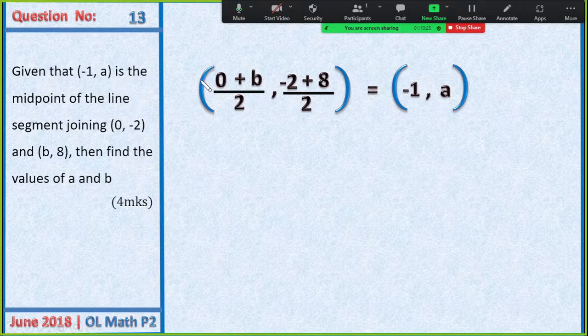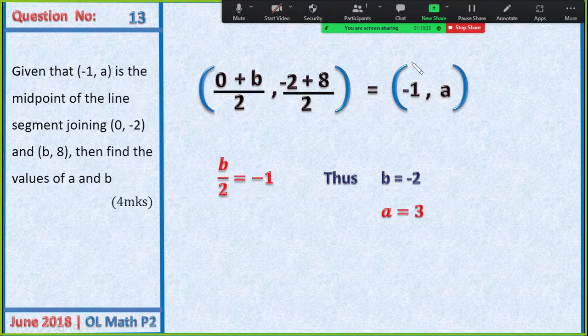So from here, equate components: b over 2 should be negative 1. So b should be equal to negative 2. And a should be equal to 3 because 8 minus 2 is 6 over 2, which is 3. So a is equal to 3.